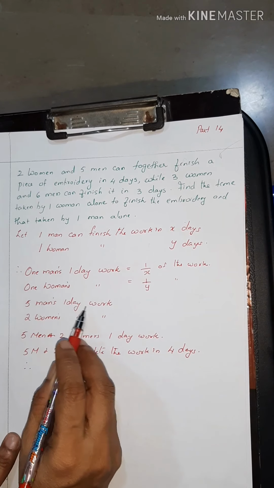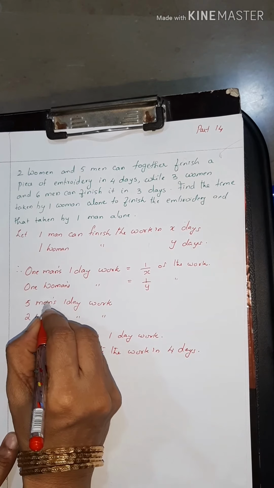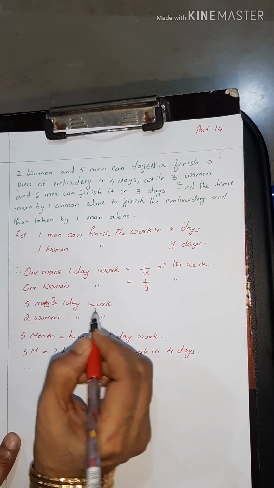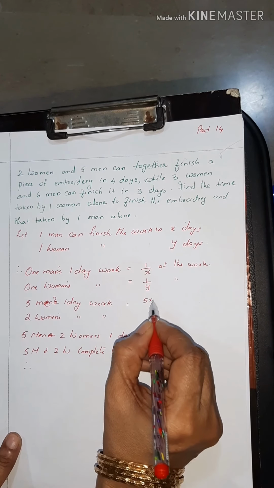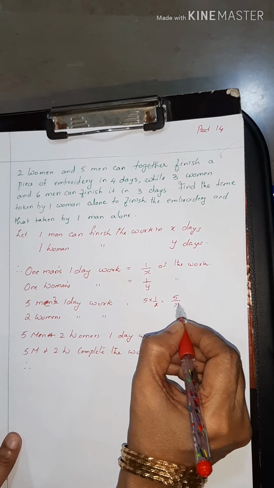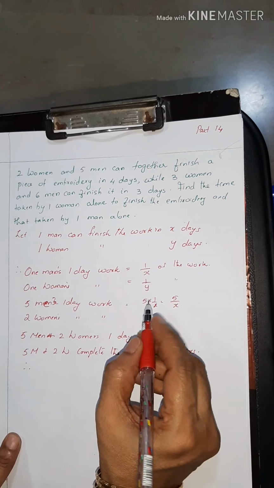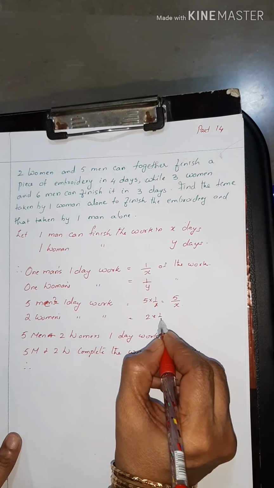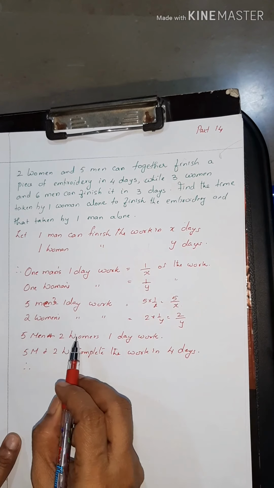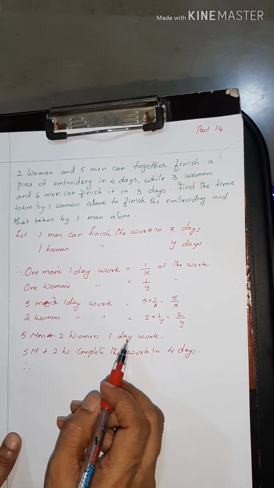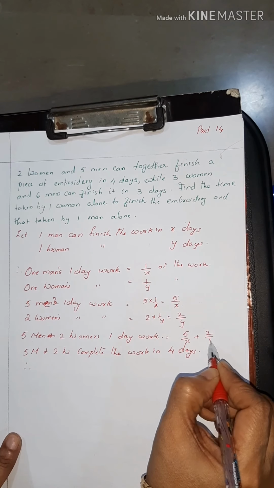Now 5 men's 1 day's work. So one man can finish 1 by x of the work. So 5 men in 1 day will do 5 into 1 by x. So that is, they will finish 5 by x of the work. Now 2 women, they can finish 2 into 1 by y, so 2 by y of the work in 1 day. Now 5 men and 2 women in 1 day can finish 5 by x plus 2 by y.